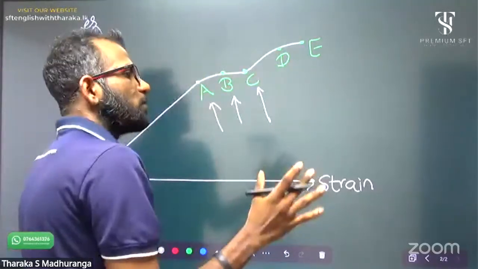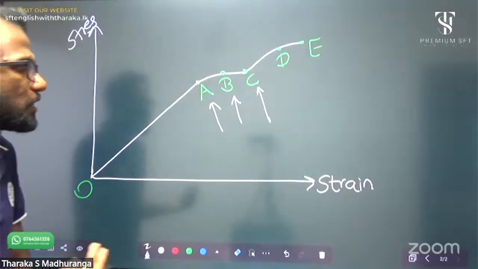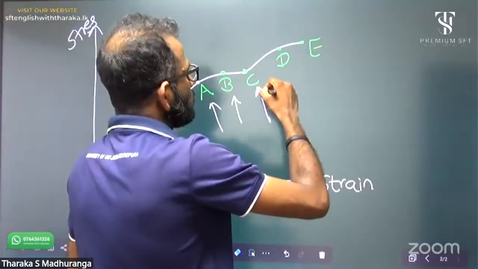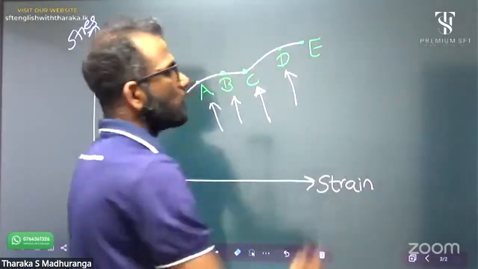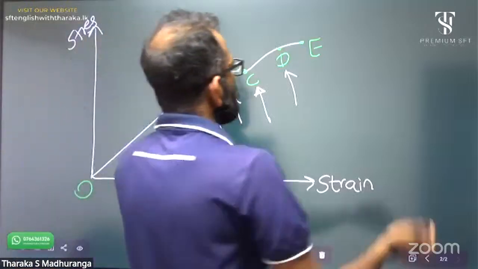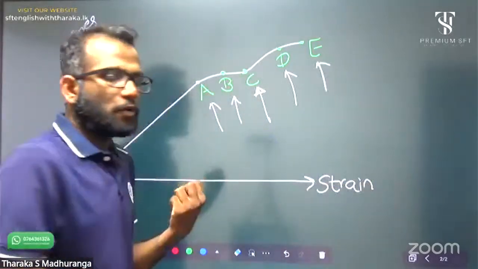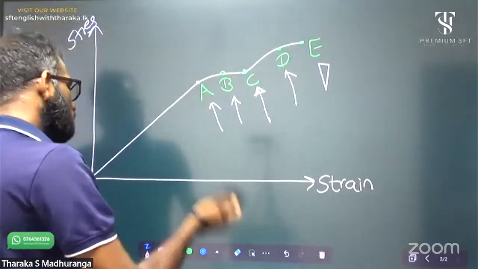Most definitely this will be an exam question this time. What's the name of C? C is the yielding point. What's the name of D? D is the breaking stress. The final point is the breaking point.